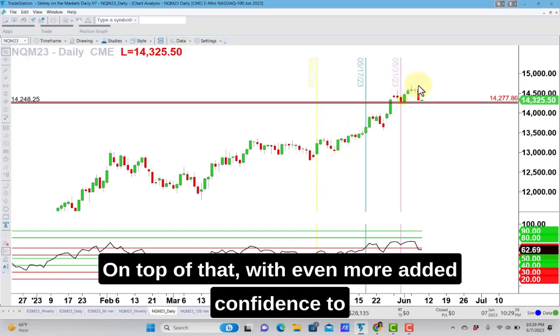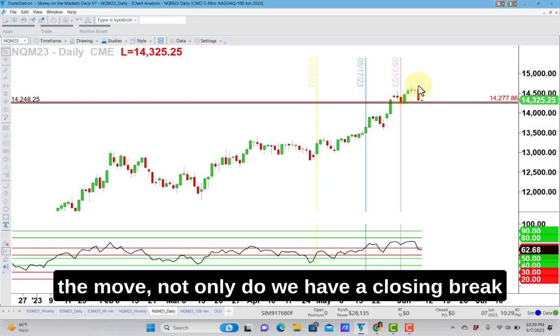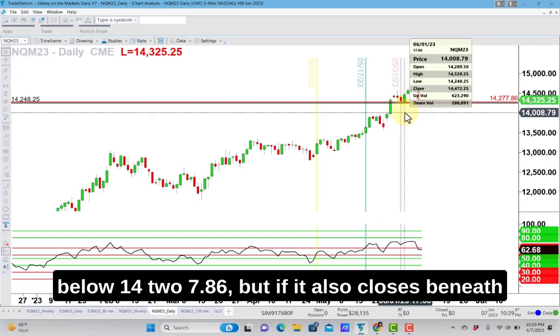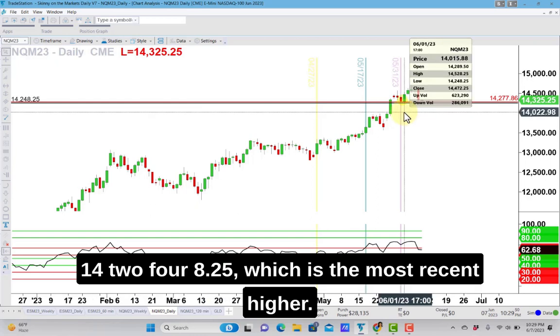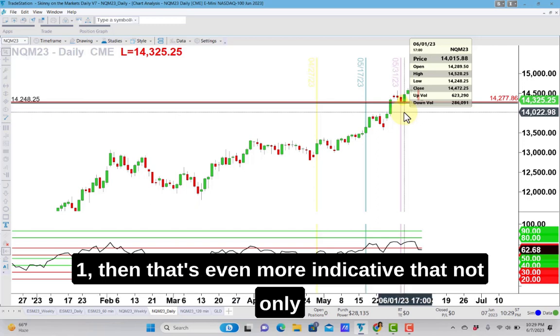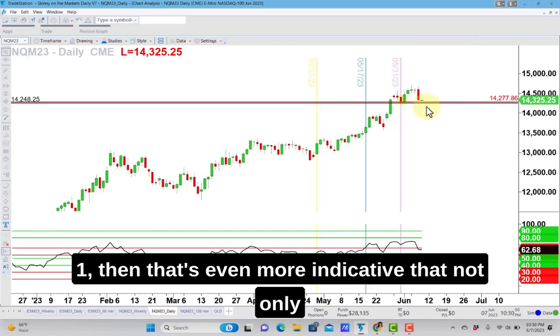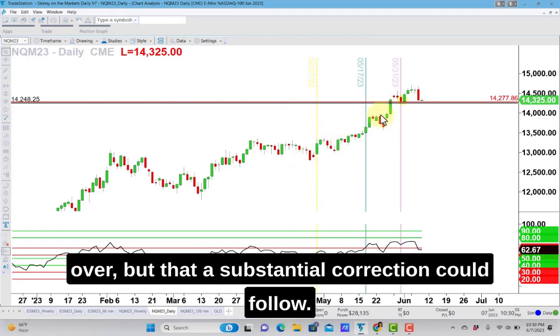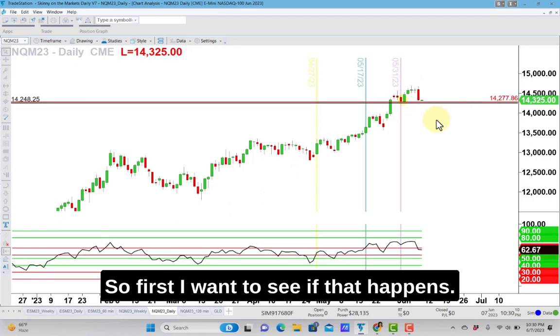On top of that, with even more added confidence, if not only do we have a closing break below 14,277.86, but it also closes beneath 14,248.25, which is the most recent higher price low, price with a capital P, on June 1st, then that's even more indicative that not only is the move higher from April 25th sort of over, but that a substantial correction could follow. So first I want to see if that happens.